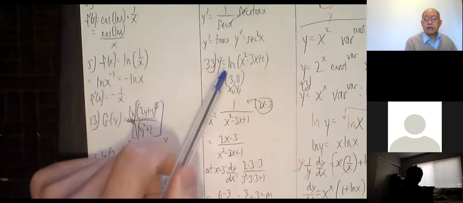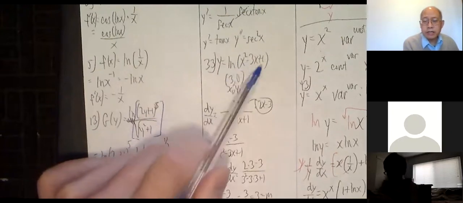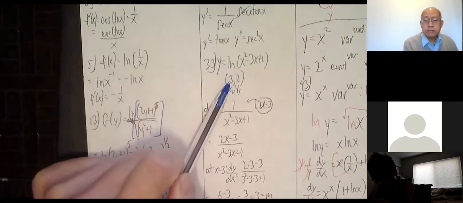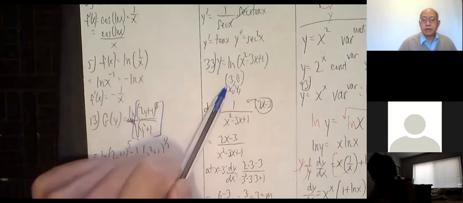All right, so y equals natural log of x squared minus 3x plus 1. The point is (3, 0). So you have a point, you need the slope. How do I find slope? Derivative. So the derivative gives me the slope, and then I plug in.